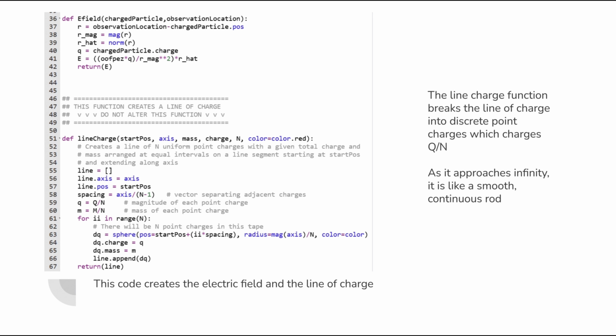These are two functions which create the electric field and the line of charge that we're going to be using. The line charge function breaks the line of charge into discrete point charges, each of which has Q over N. The purpose of this is that as the number of segments approaches infinity, it becomes similar to a long continuous rod.